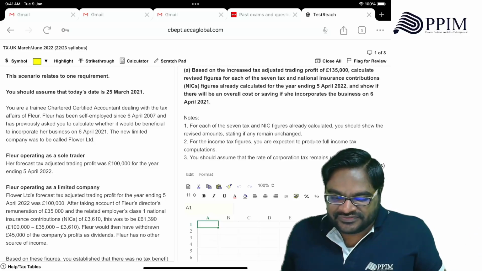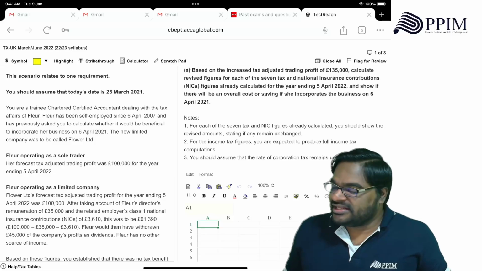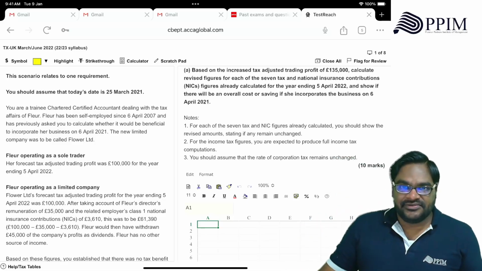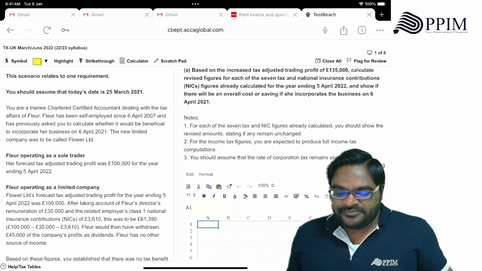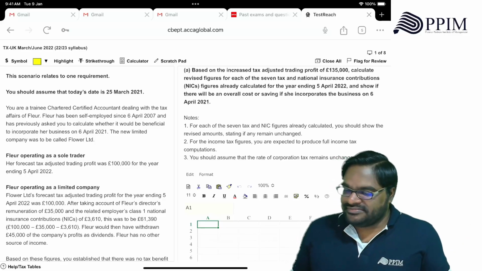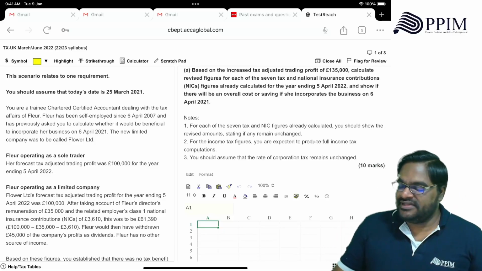So, second one, for the income tax figures, you are expected to produce a full income tax computation. So impact analysis is not going to work. They want the full calculation. Third one, you should assume that the rate of corporation tax remains unchanged. Assuming this, you need to go ahead with the calculation.